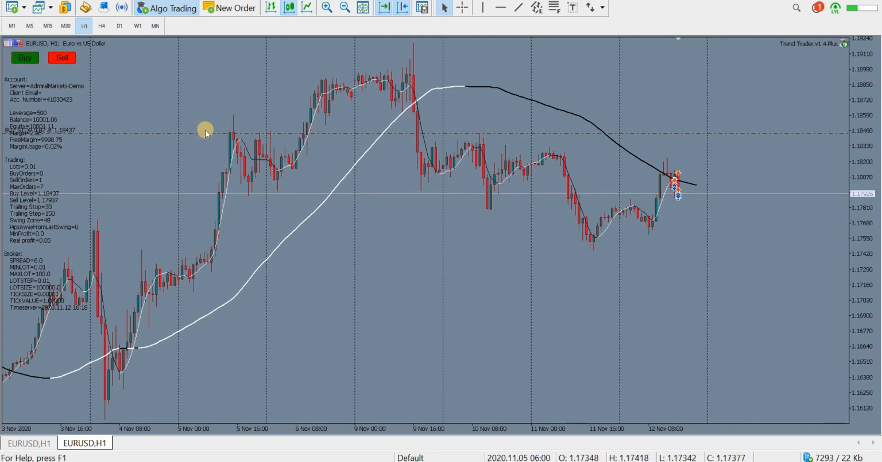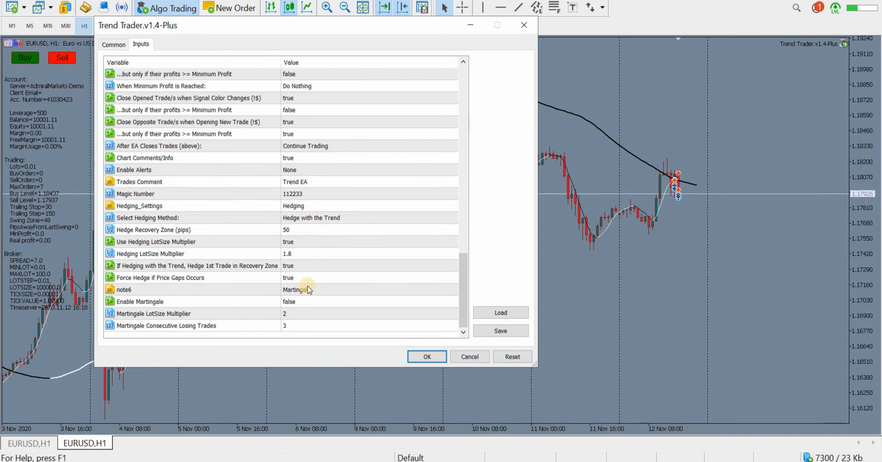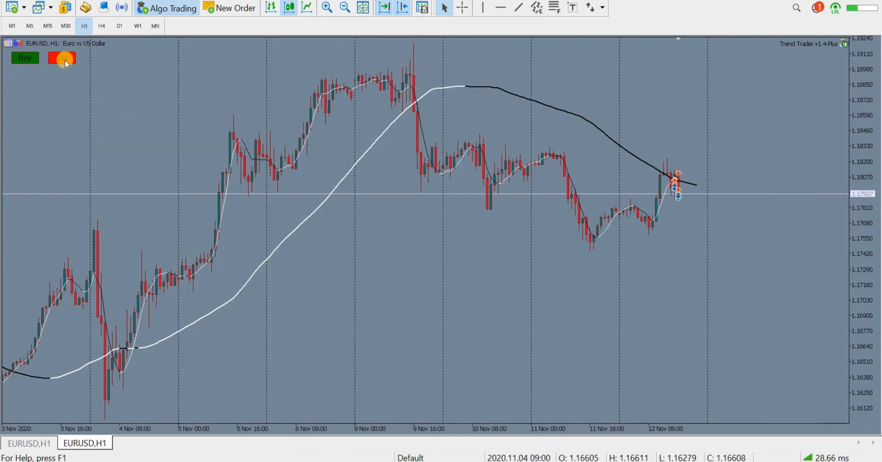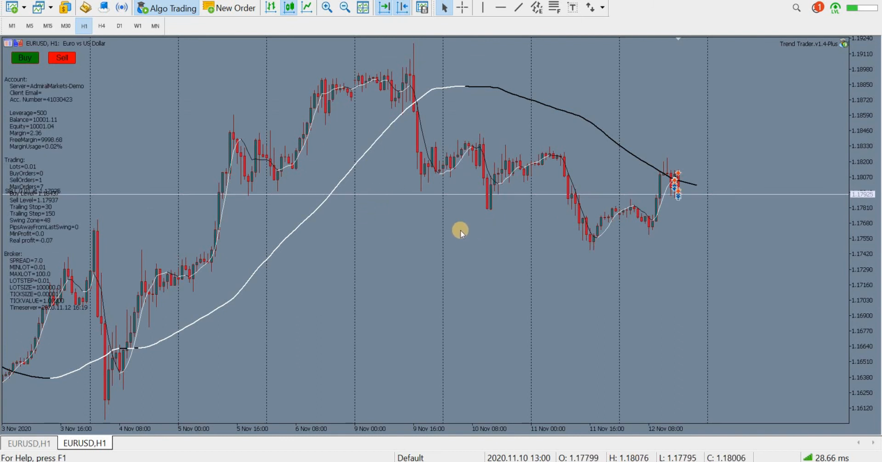But to better explain what hedging with the trend means, let's assume that we don't have the expert advisor open that. It basically means that the expert advisor will not place pending orders. Instead, it will open opposite orders, but it will trade normally with the trend.